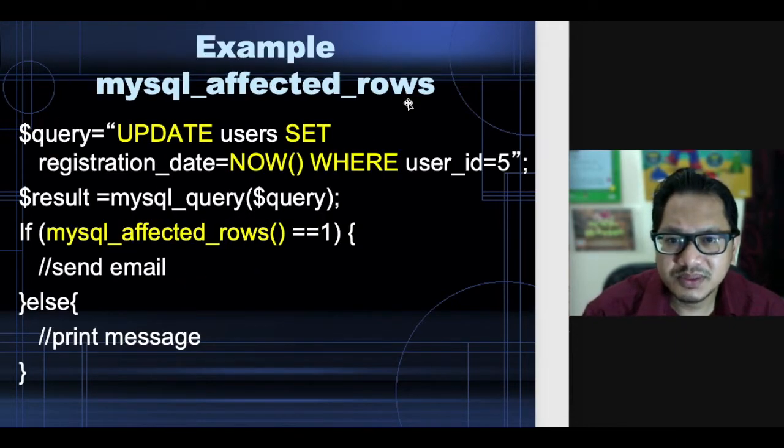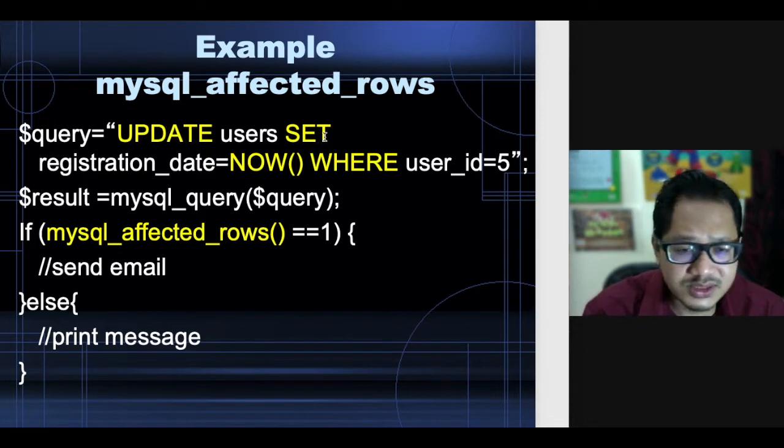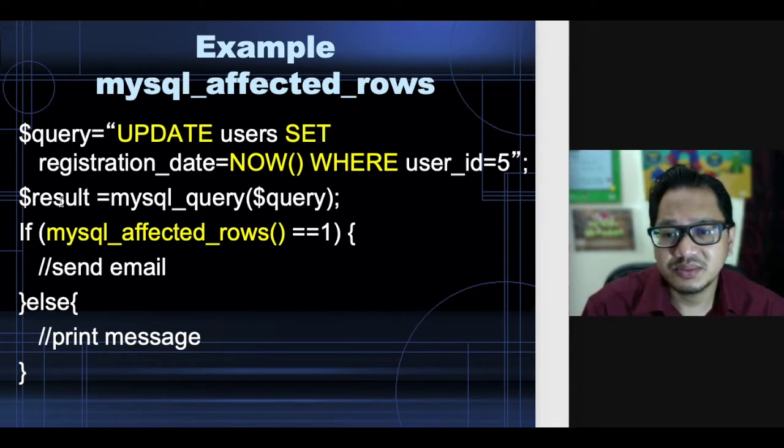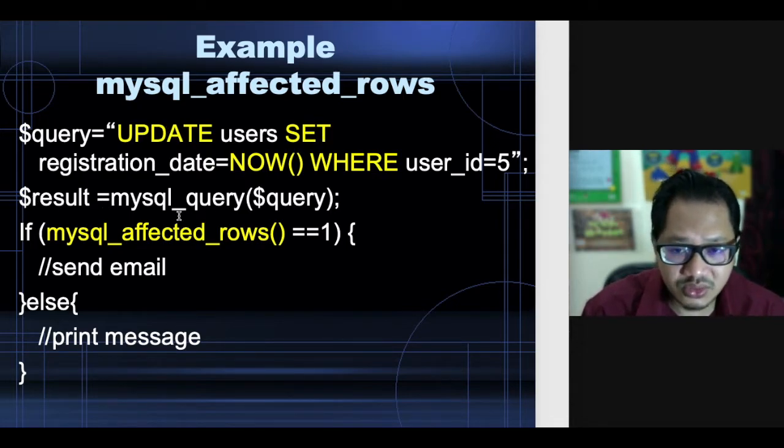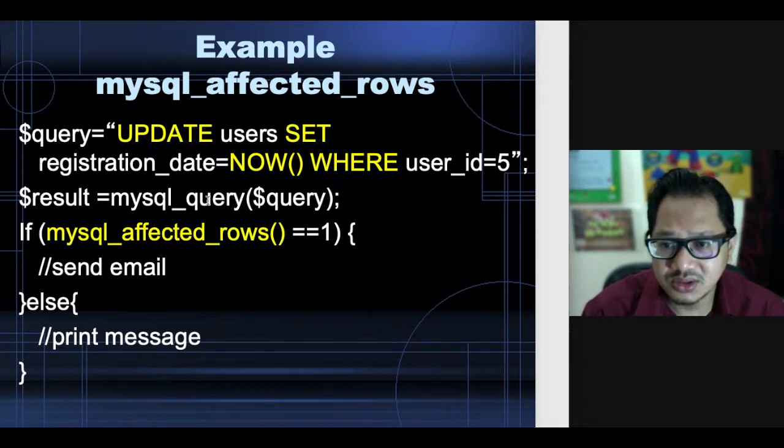Okay, example: MySQL affected row, like this one. This is the query. Put the query first, and then we have the result, where we execute. This one is to execute, so the value will go into the result.